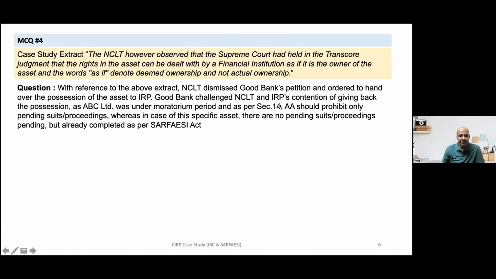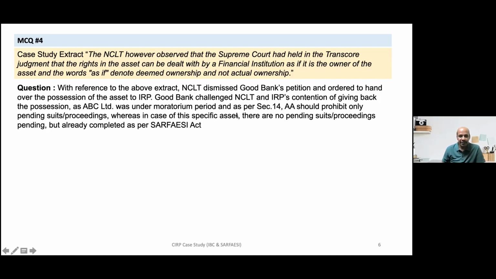Extract: NCLT dismisses Good Bank's petition. Okay, so with reference to the above extract, NCLT dismissed Good Bank's petition and ordered to hand over the possession of the asset to the IRP. Good Bank challenged NCLT and the IRP's contention of giving back the possession. This means the dispute went on longer. As ABC Limited was under the moratorium period. Now Good Bank is adopting a different method.